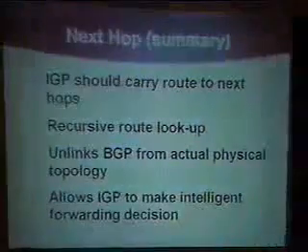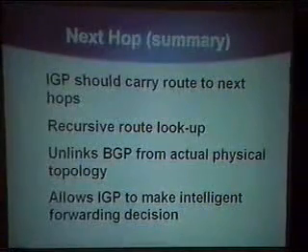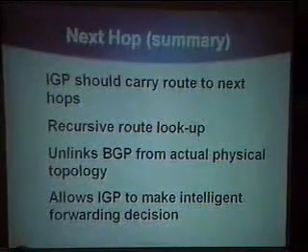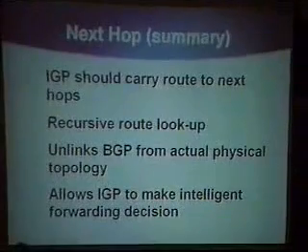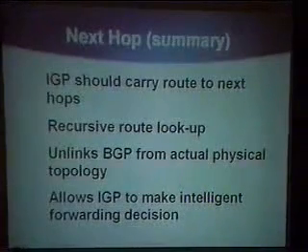Okay, so the summary for the next hops. This is really the first time I've mentioned the IGP, the Interior Gateway Protocol. The IGP should be used to carry the route to the next hops. You want to put all your next hop information in the IGP, OSPF or IS-IS. So the external point-to-point links go into your IGP, and your loopback interfaces. All those addresses go into the IGP.